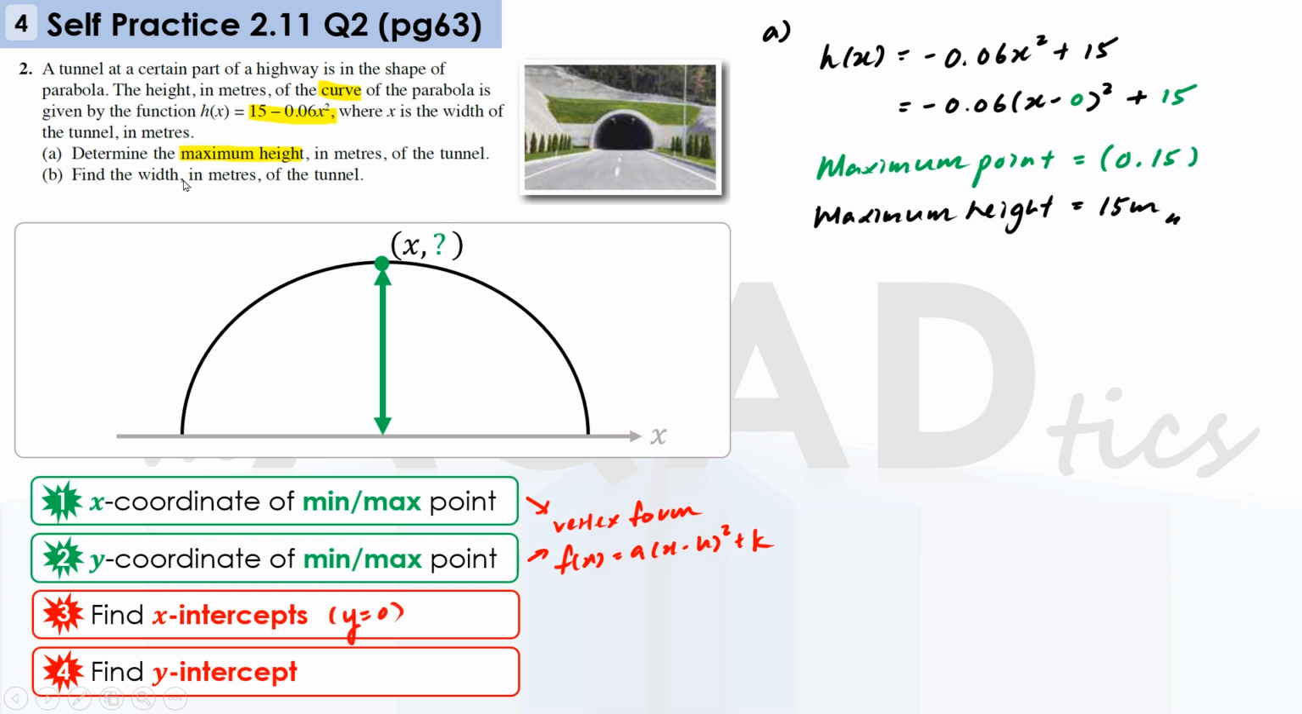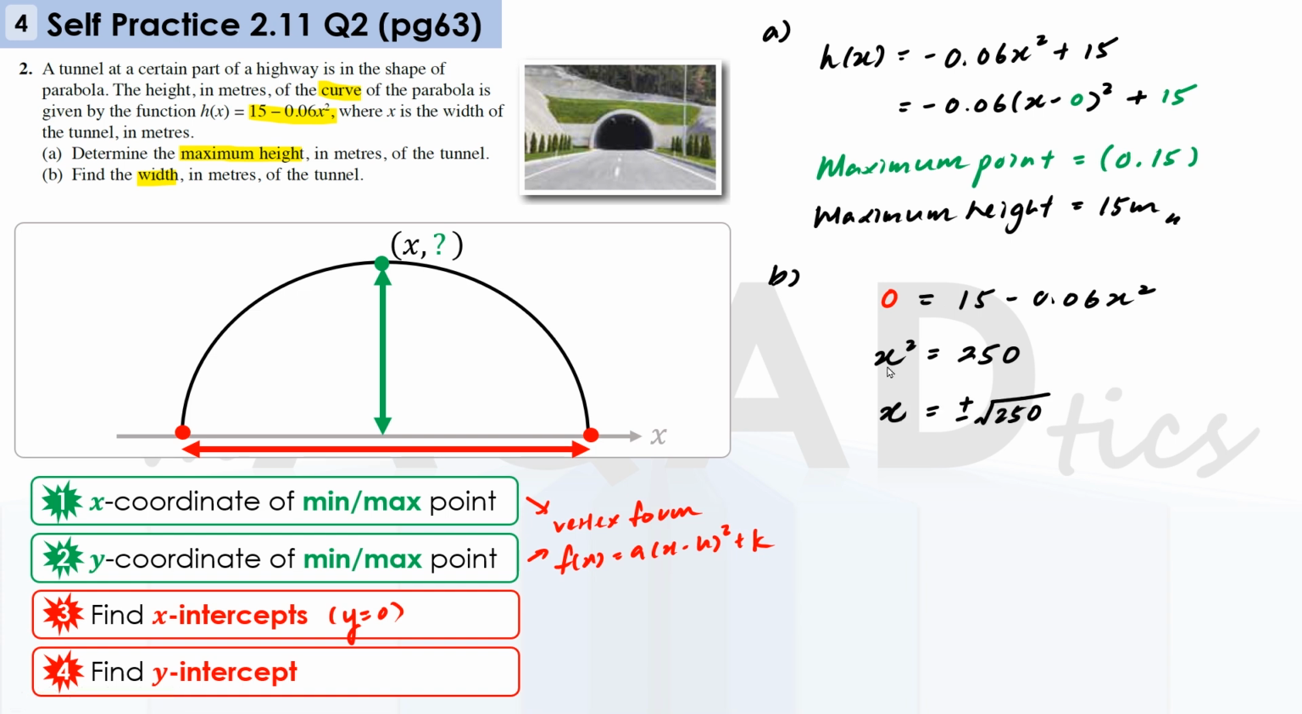And for part B, we are finding the width of the tunnel. In the lesson 13 video, we said that if you want to find the width, we need to find the x-intercepts, so we can find this length. For the x-intercept, we just plug y equals 0 into this function. We put x on the left and everything else to the right, and find the x value. When we move the square to the other side, we'll have plus and minus, so at the end we will have two answers, because as you can see, we have two x-intercepts. That's why we have two answers here.